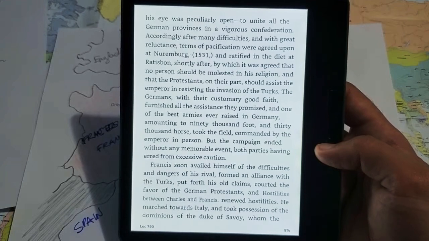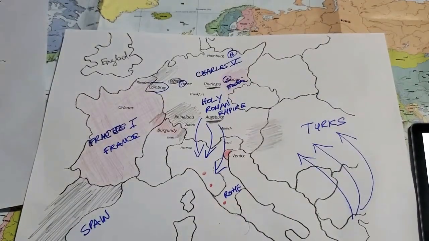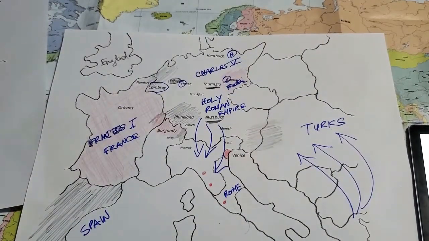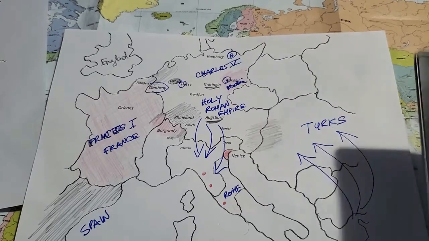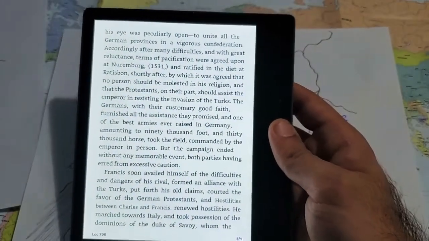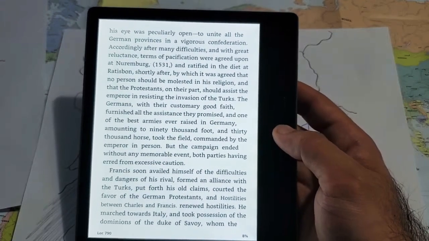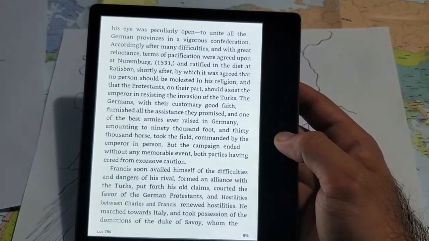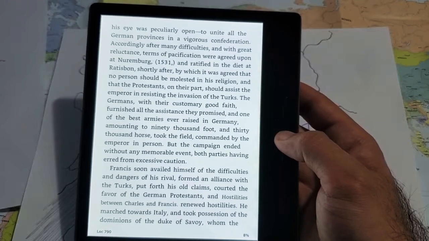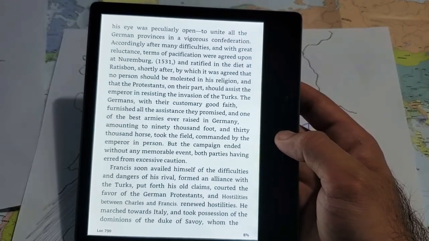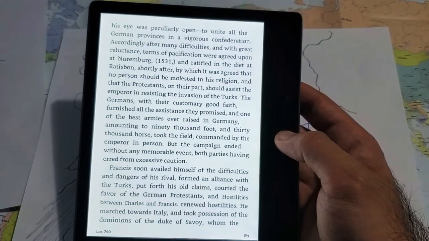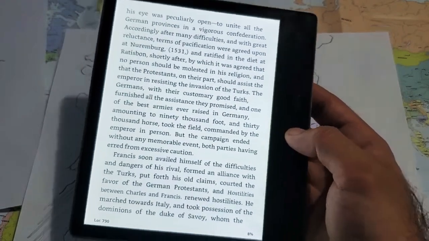So I think they try to invade. The Protestants promised to help him invade France, and it doesn't really go anywhere. Everyone just gets tired. Francis soon availed himself of the difficulties and dangers of his rival, formed an alliance with the Turks, put forth his old claims — remember they had an argument over Burgundy and the Netherlands — courted the favor of the German Protestants, and renewed hostilities.